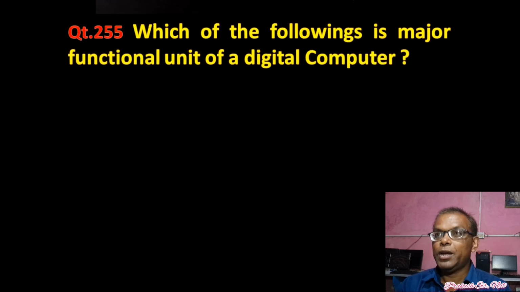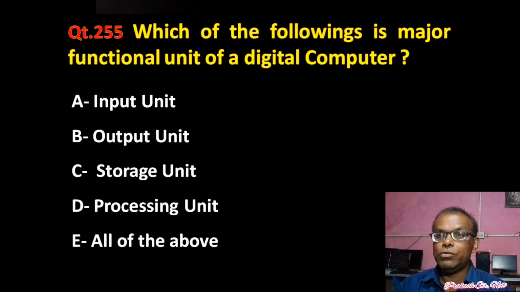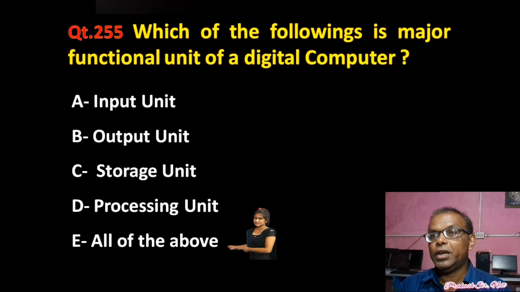Question number 255. Which of the following is major functional unit of a digital computer? Now the alternate points are there. Input unit, output unit, storage unit, processing unit, and all of the above. So the correct answer is all of the above, because input unit, output unit, storage unit, processing unit, all these are the major functional units. So because of all these units, we can handle our computer, we can do data processing, we can feed data to the computer, we can get result. So that is why point A, point B, point C, point D, all are the correct answers.